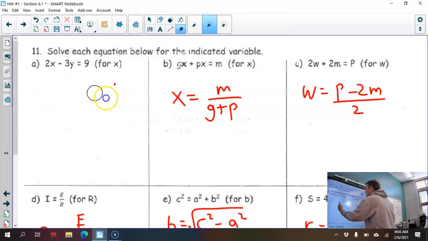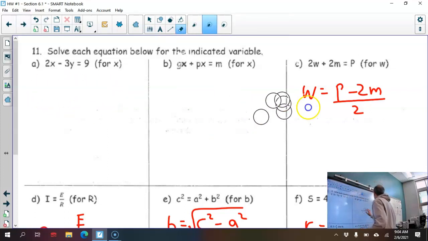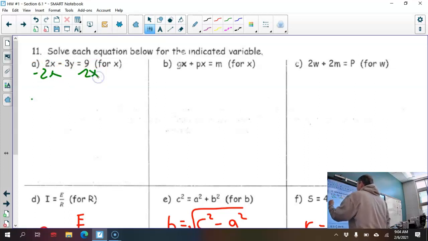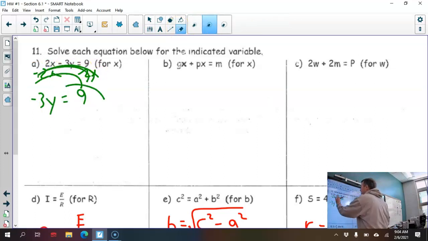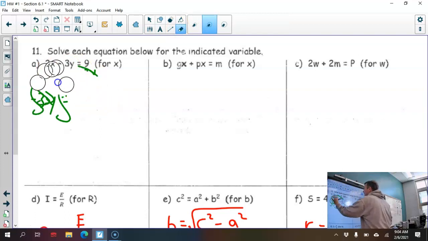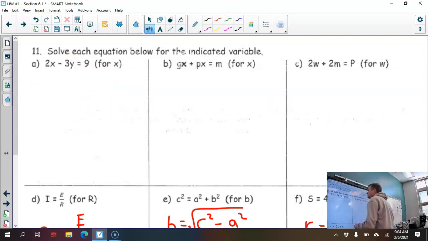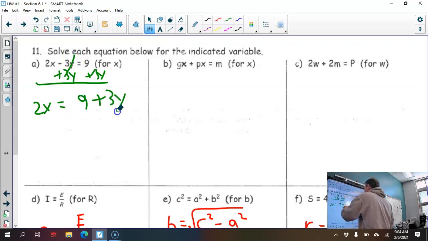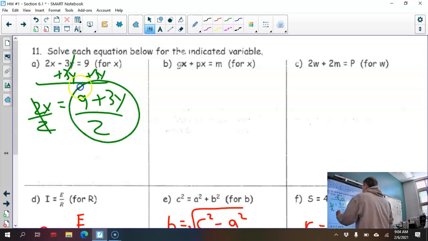So in this first one, let's just erase all of these. All right, in this first one, I'm going to subtract 2x from both sides. And that's going to give me... I'm solving for x. So I'm going to add 3y to both sides. That's going to give me 2x equals 9 plus 3y. Then I'm going to divide by 2, and there's my answer.